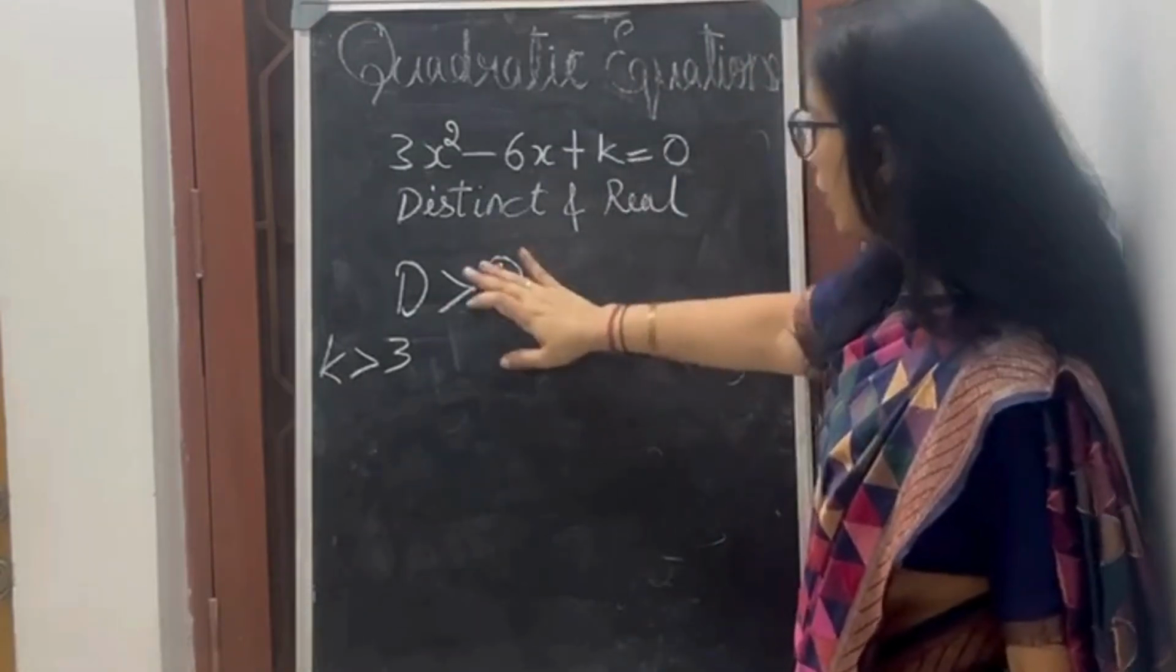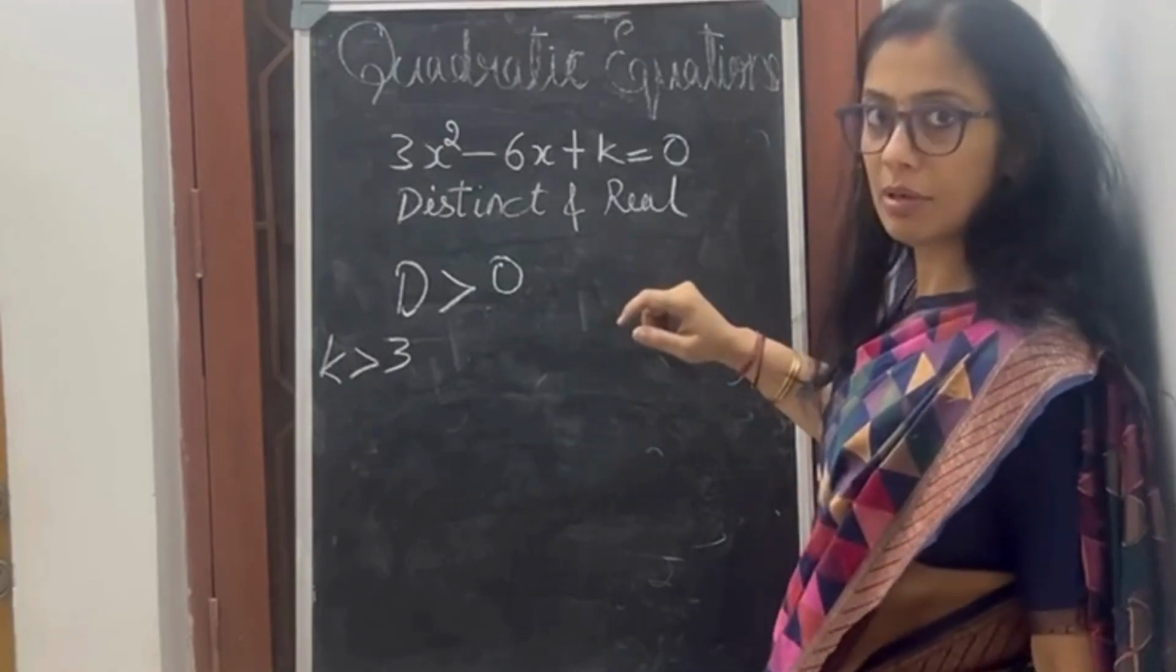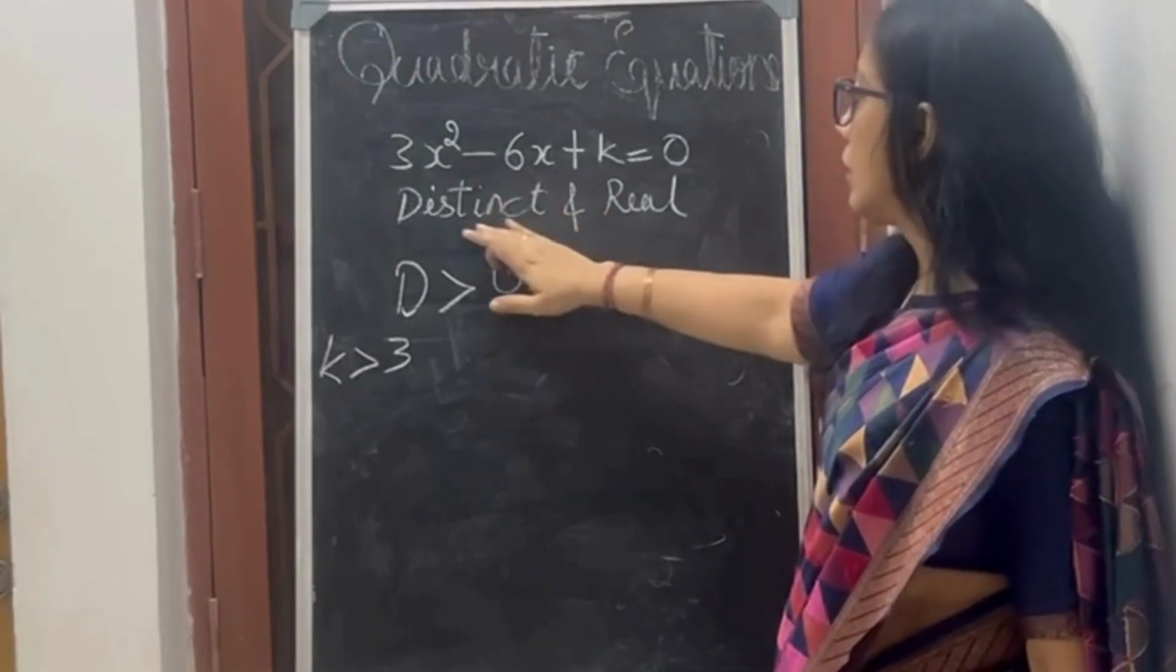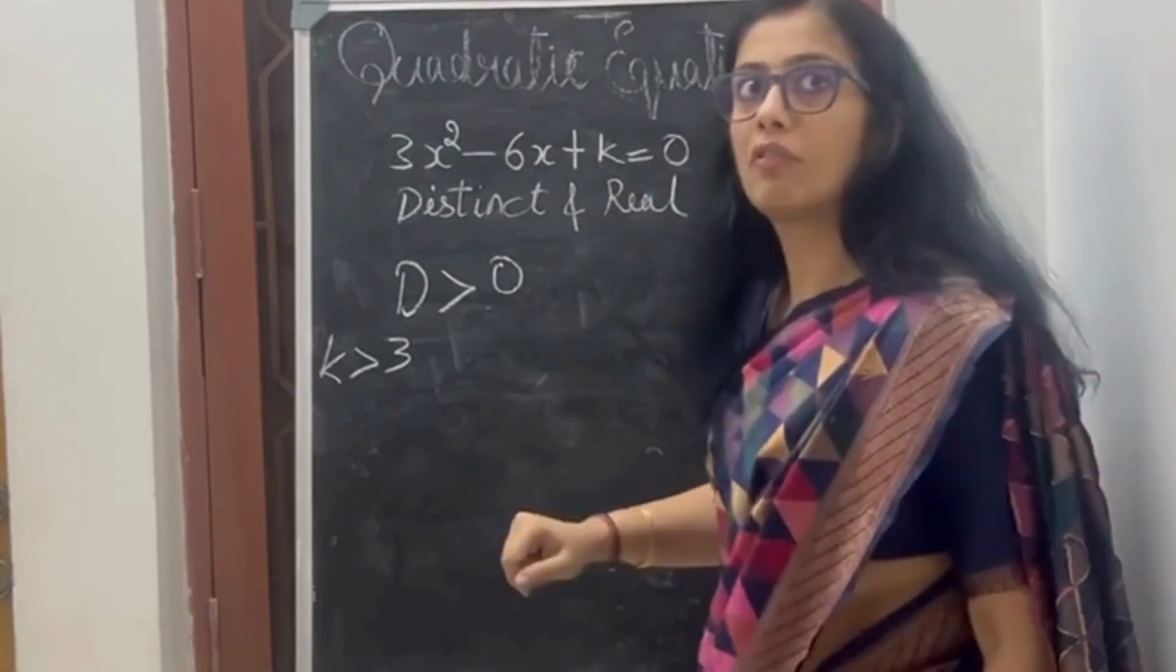How did I find out? I found out by using the formula b square minus 4ac. Next time remember this. If they give you that the roots are distinct and real, you have to use the formula and find out. Don't worry about not finding other things.